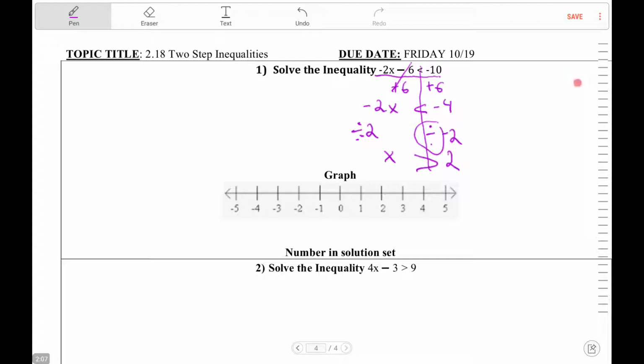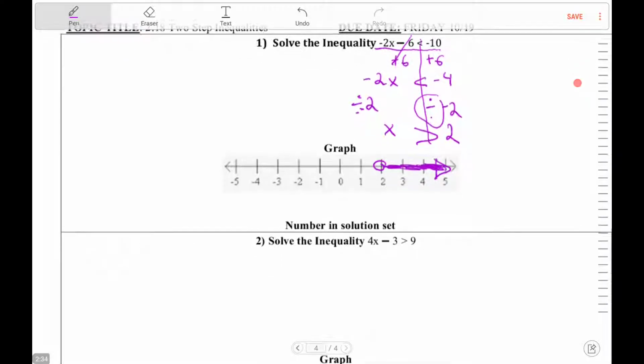Okay, I make a little circle around the 2. This is an open circle because this is a greater than sign. Okay? And I shade to the right. Shade to the right. Okay, that is our answer to number 1.